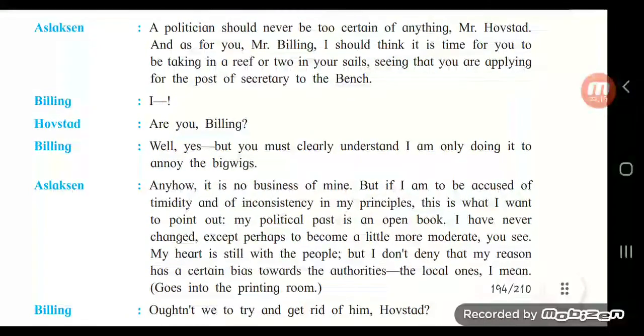Okay, and then he says this to Billing as well, that you are going to apply for a government position in the coming times. If you go against the government, against the local authority now, then definitely you can have a lot of problems in the future. So you can say that yes, he is not totally a coward, but he is an experienced person. So therefore this editor and sub-editor, they are not sure about Aslaksen. He is speaking the truth, but still they are not ready to accept whatever he is trying to say.